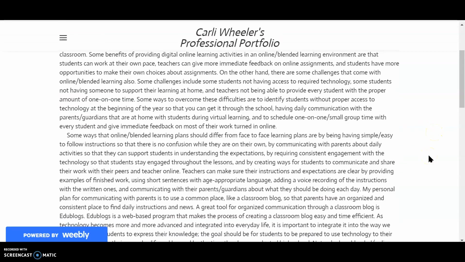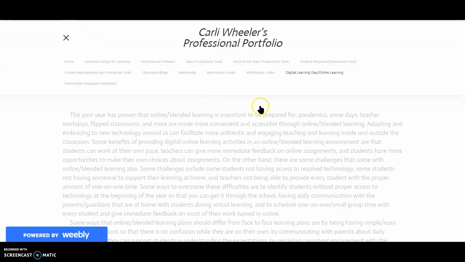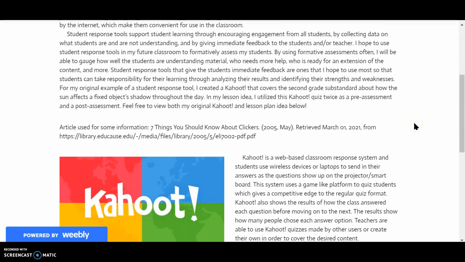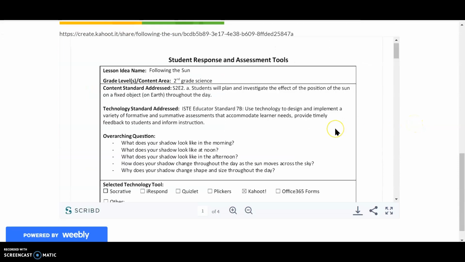The last creation I want to share with you guys is under the Student Response / Assessment Tools page. So going there, this lesson idea that I created is titled Following the Sun. It's a lesson about how the sun's position throughout the day affects the shadows of stationary objects on Earth. I will probably use this lesson idea in the future because it allows students to make personal choices about their learning and collaborate with peers through a student-led approach.